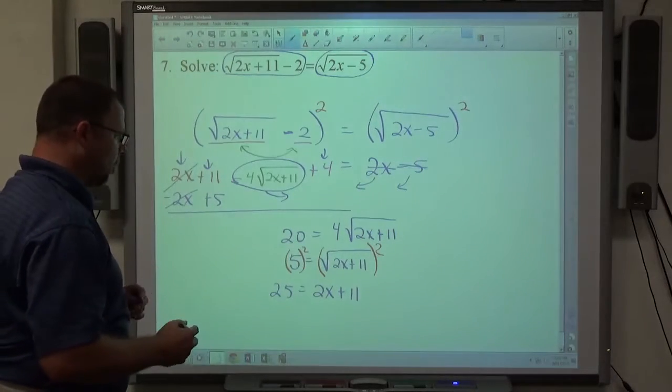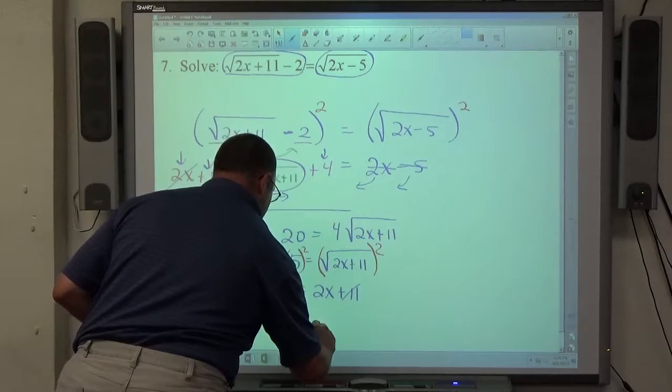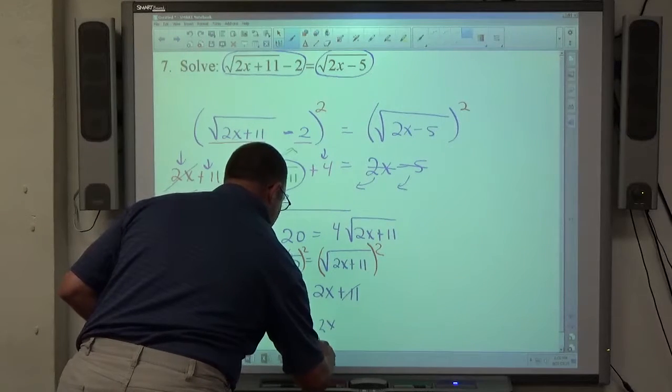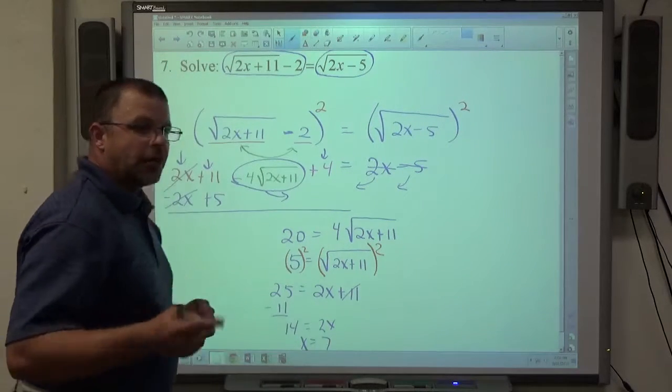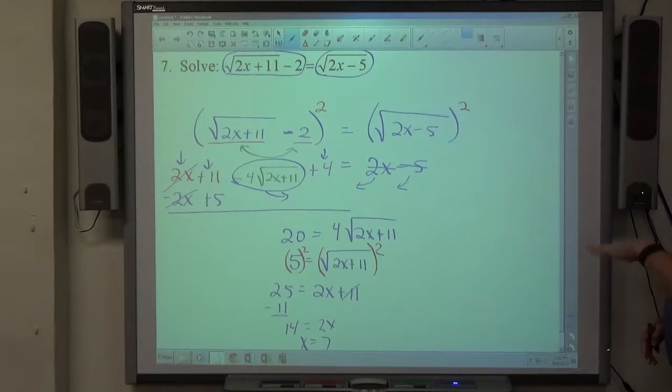And then what's left to do is to solve for x. Minus 11 gets me 2x equals 14. So therefore x would have to equal 7. The final step of a radical equation is we need to verify that it actually works in the original problem.